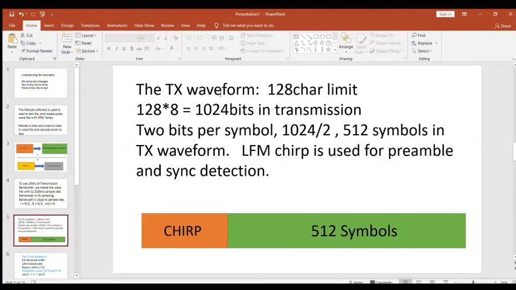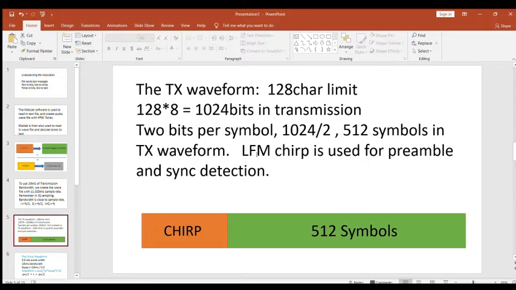So we want to do these. How are we doing this? Well, we'll limit the waveform to 128 characters. And each character will be 8 bits, so that's a total of 1024 bits in the transmission. Since we are doing 4 FSK, that means we have 2 bits per symbol. So that means we'll do 512 symbols in the transmit waveform.